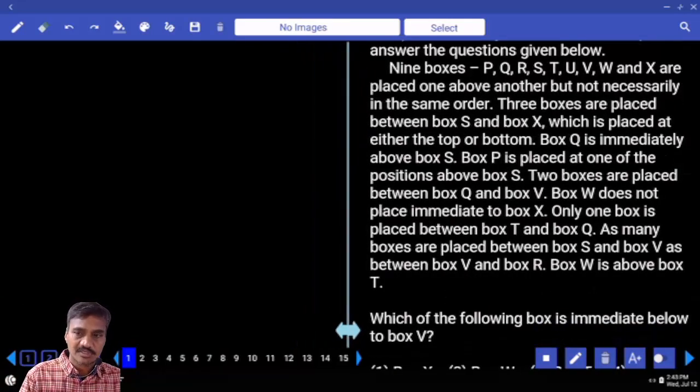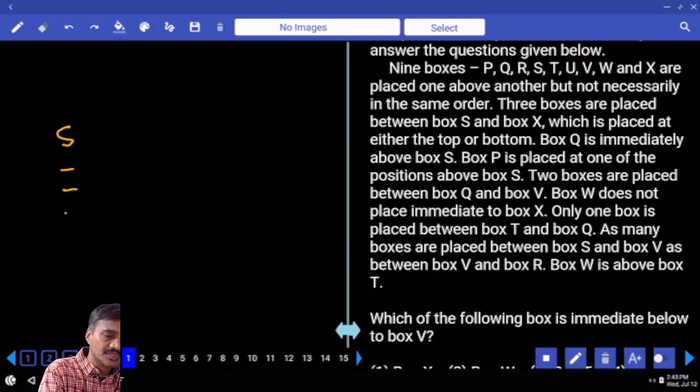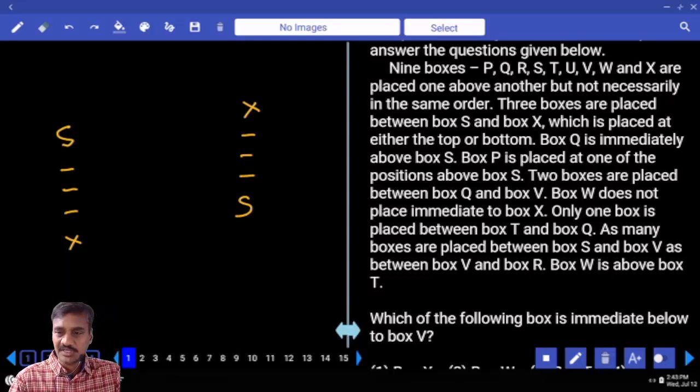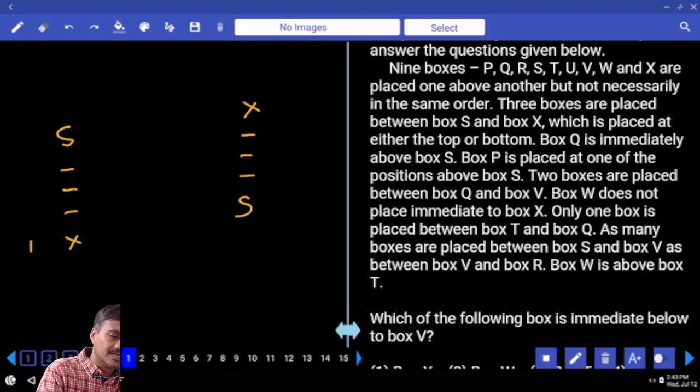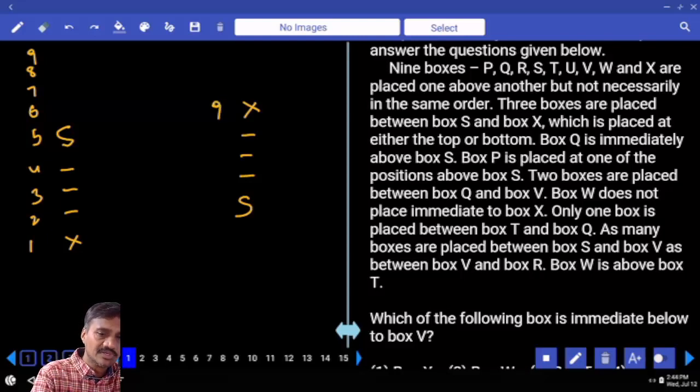9 boxes were there. 3 boxes between S and X. How many are in between S and X? 3 boxes. Now your S is here. 1, 2, 3. X is here. Or X is here. And 3 boxes between S and X. X is placed either at the top or the bottom. Now let us give the numbering. 1, 2, 3, 4, 5, 6, 7, 8, 9. Now in the first case we have taken X at the bottom, and in the second case we have X at the top. 9, 8, 7, 6, 5.